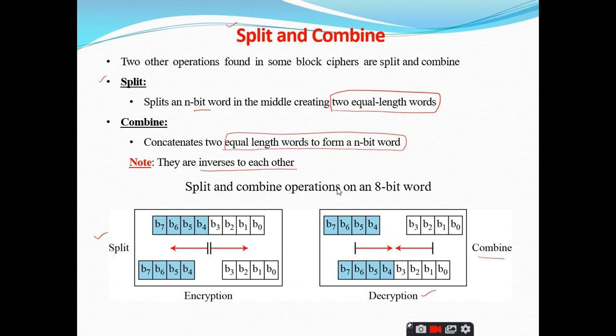Now the last component is the split and combine, where you split the given data into two equal parts at the encryption side, and you combine, or concatenate, those two parts into a single unit, which we call combine. That is done at the decryption side. Now tell me what is the inverse of split? Combine, sir. Split and combine is not self-invertible, right? Split has an inverse called combine.